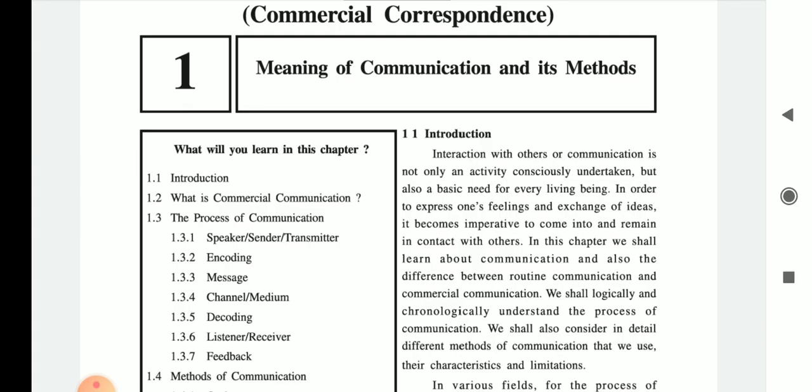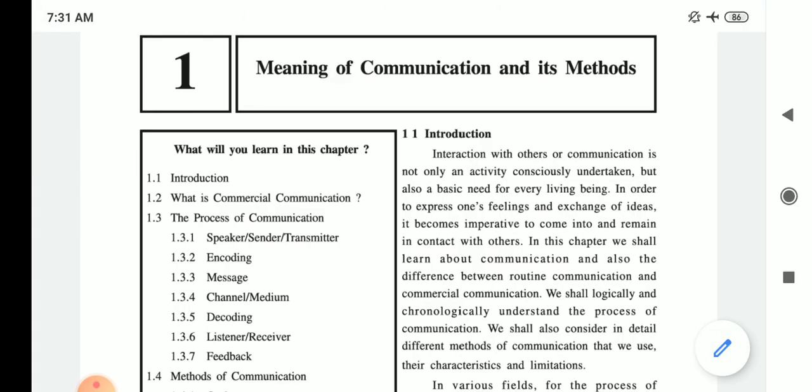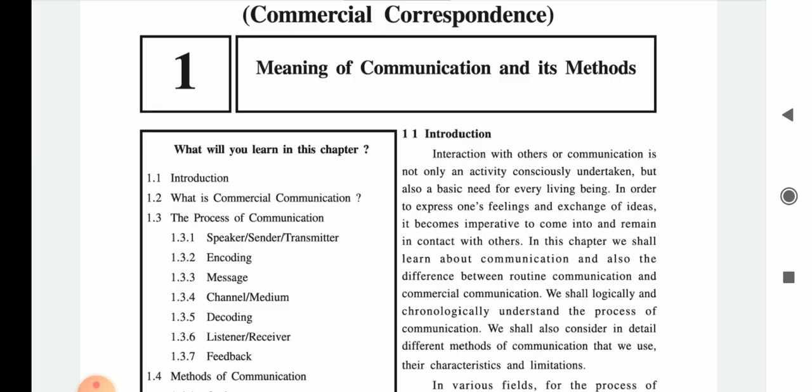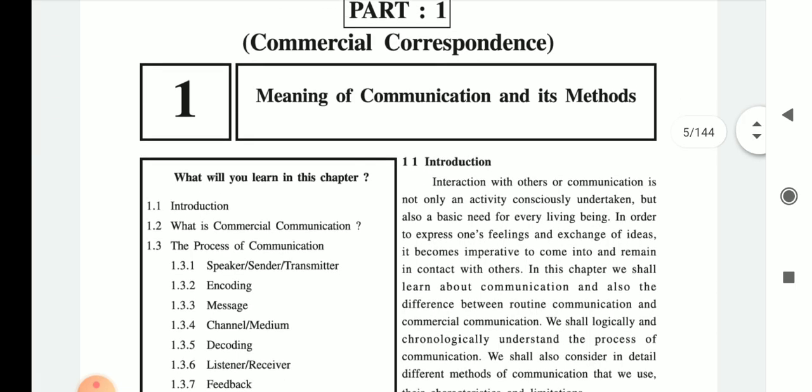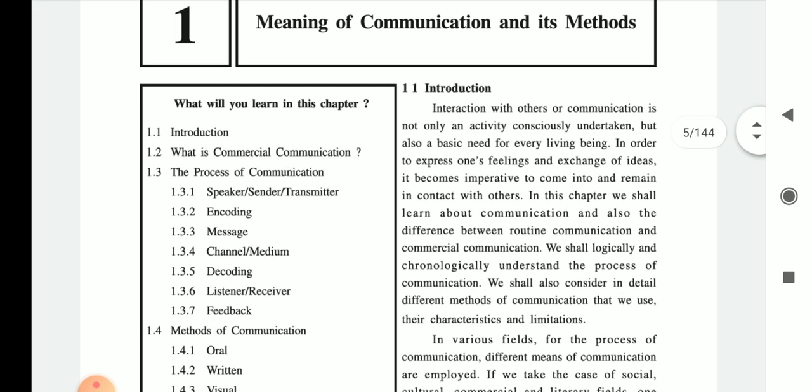But today we are going to study commercial correspondence, meaning the CC part, chapter number 1, that is the meaning of communication and its methods. See friends, you are well aware of the word communication, as you have learned it many times in earlier standards: what communication is, how it can be conducted, what the barriers are, and what the advantages of communication are.